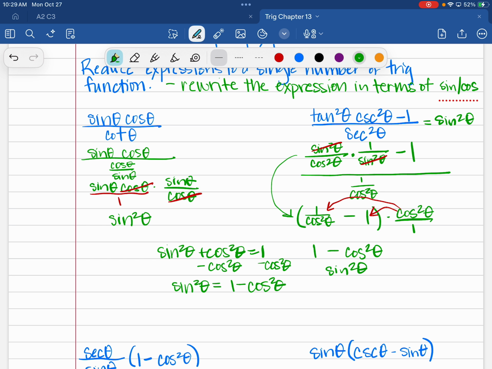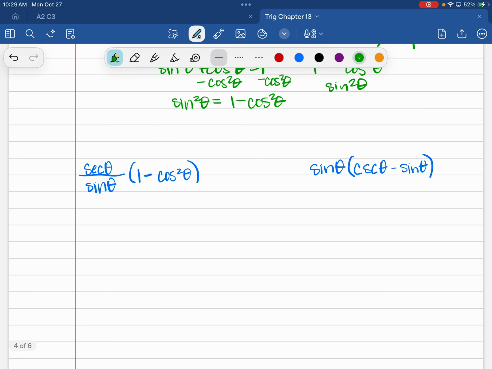Okay, and again, there's multiple ways to go about simplifying all of these. There is potentially a best way that's going to be the fastest route to get there, but it's not necessarily the only way to do it. Okay, let's go for this secant over sine times 1 minus cosine squared.